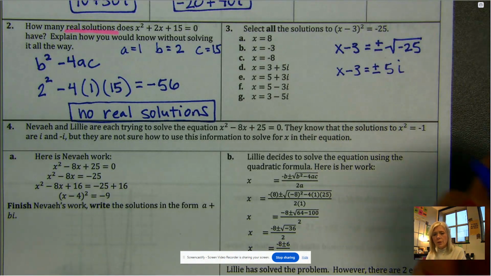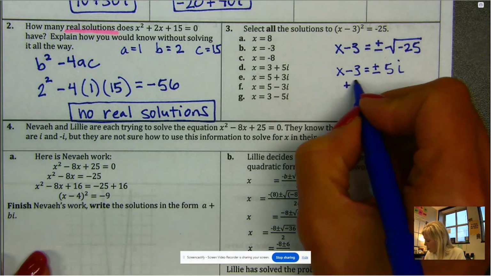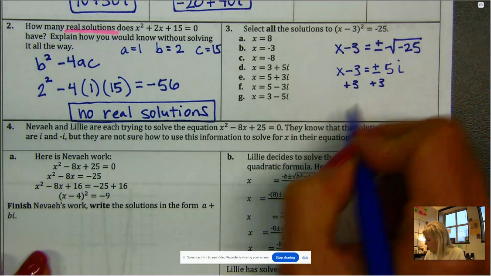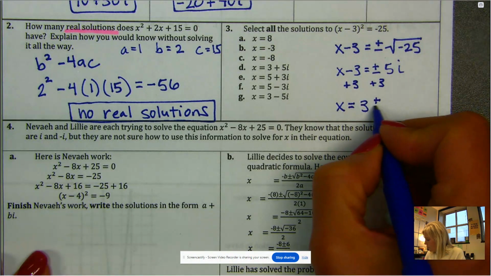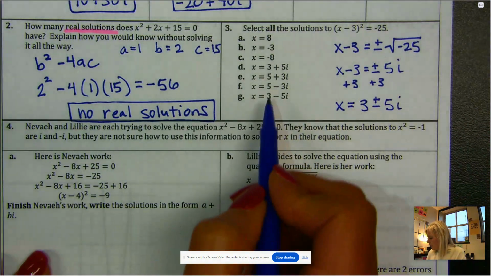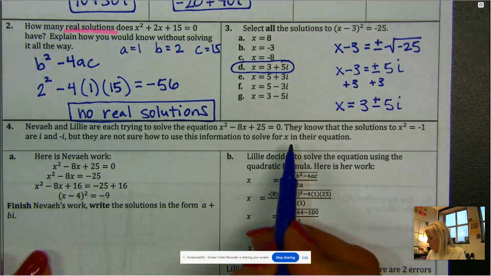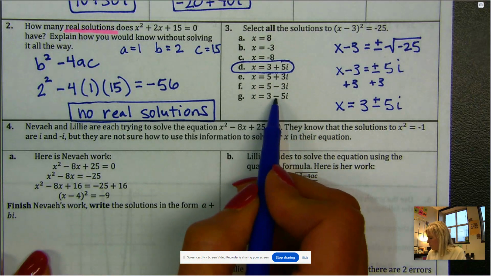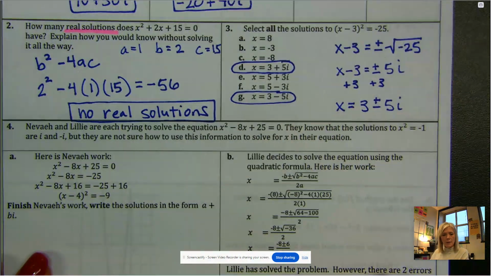Okay, so now what I want to do to get x by itself is add over the 3. And I get x equals 3 plus or minus 5i. So here I see 3 plus 5i. That's a correct answer choice. And here I see 3 minus 5i. That is a correct answer choice. And that is it.